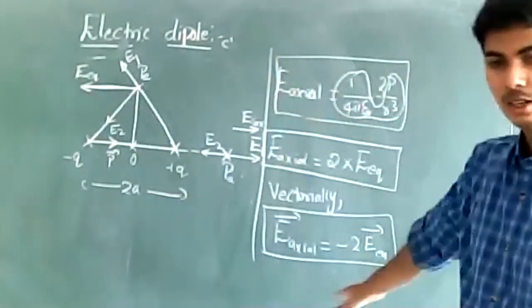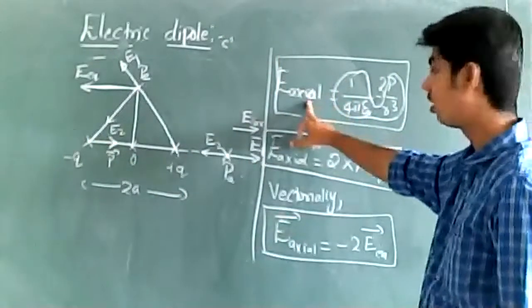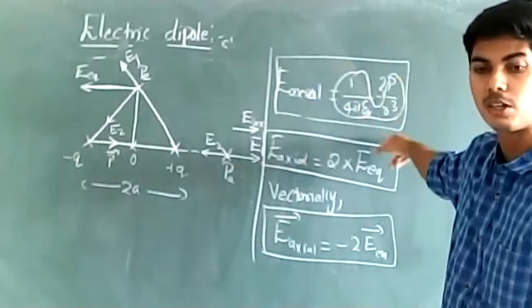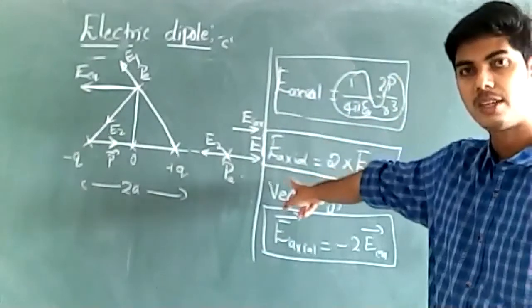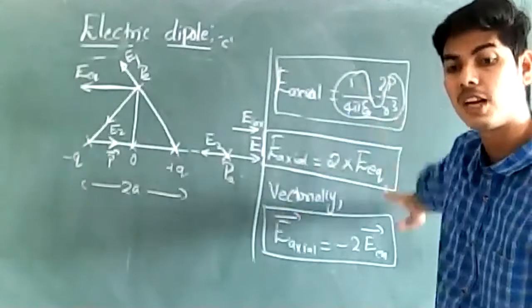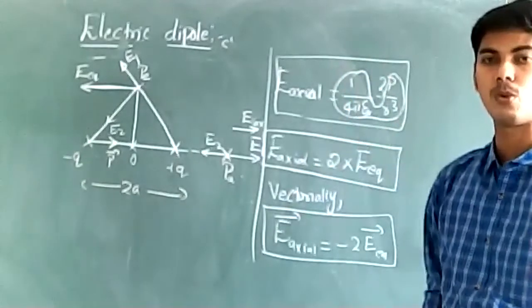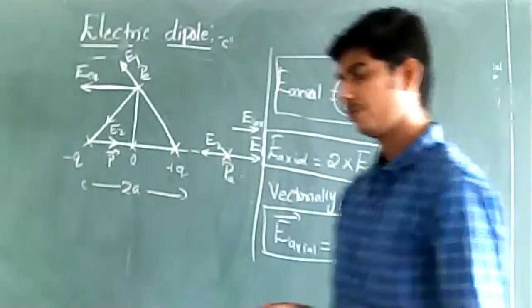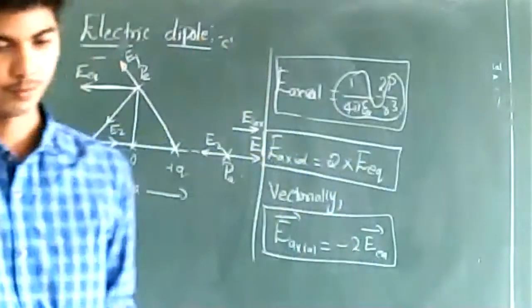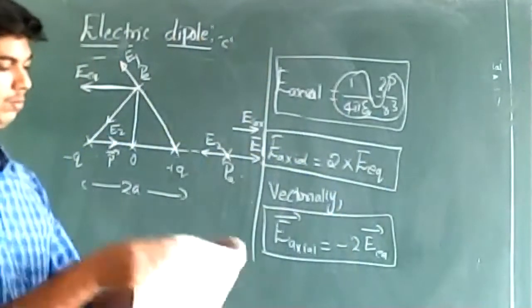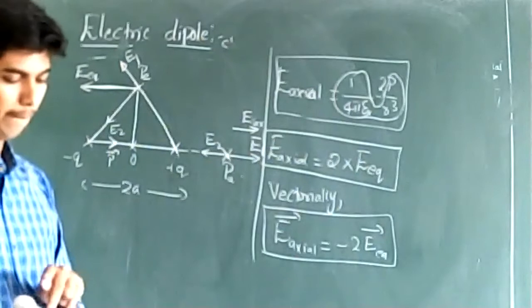Is this clear? What is the relationship between the electric field at a point on the axial line and that at a point on the equatorial line? The electric field at a point on the axial line is 2 times the electric field at a point on the equatorial line of the dipole. Clear?